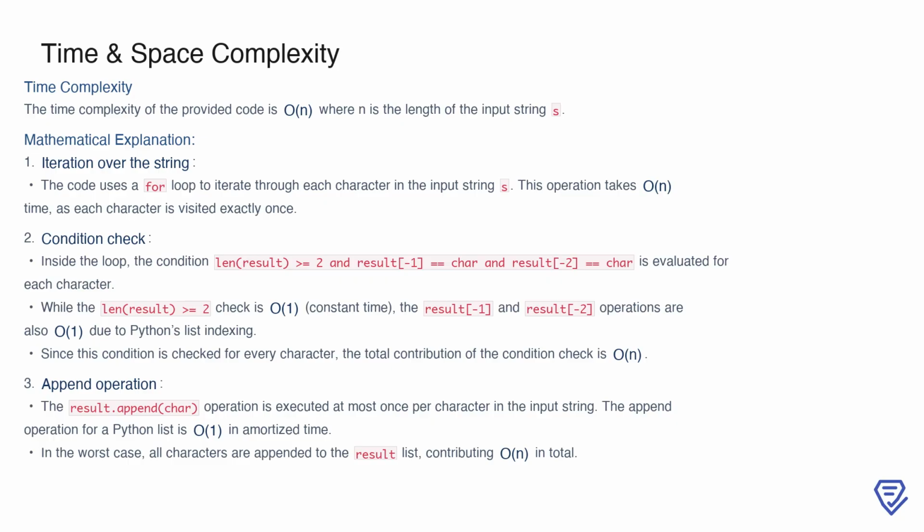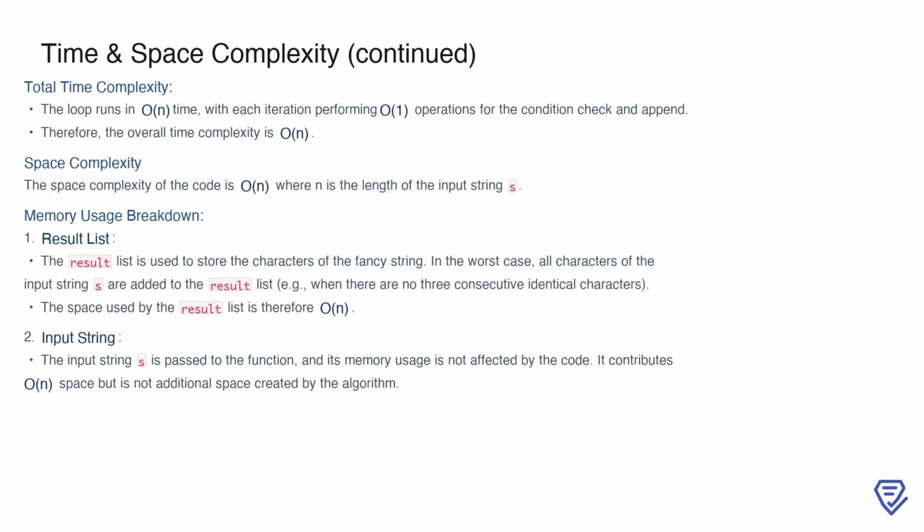First, the condition check, which ensures we don't add three consecutive identical characters, runs in constant time, O(1), since it involves simple list indexing and comparisons. Next, appending a character to the result list is an amortized O(1) operation. When combined, each iteration of the loop involves O(1) operations, and since the loop runs n times, the overall time complexity is O(n). This linear behavior makes the solution very efficient for processing the entire string in a single pass. Now, the total time complexity remains O(n), as we've established that each iteration of the loop performs O(1) operations.